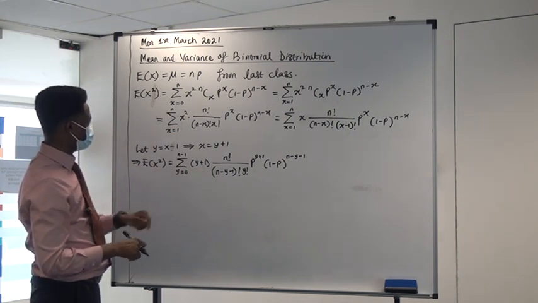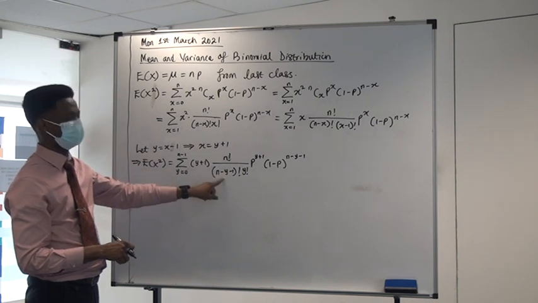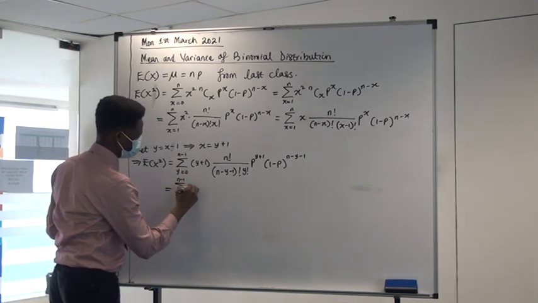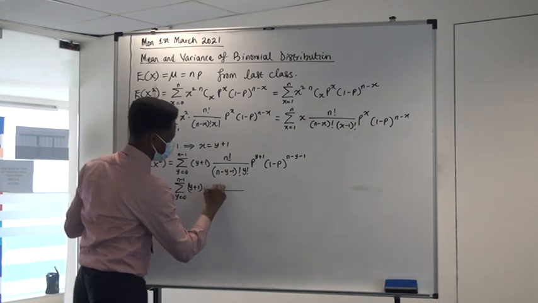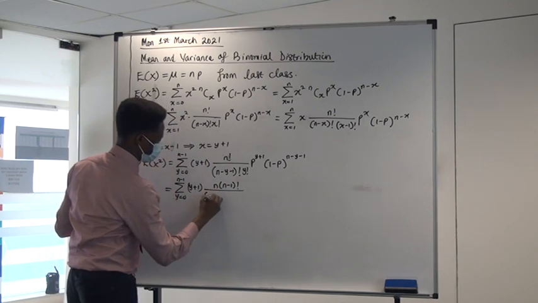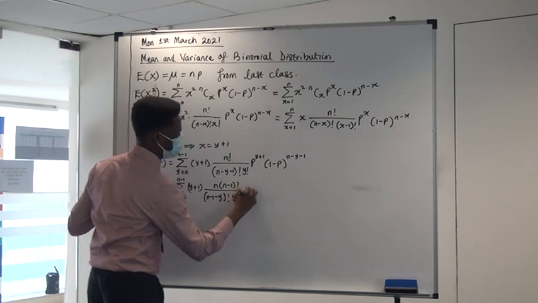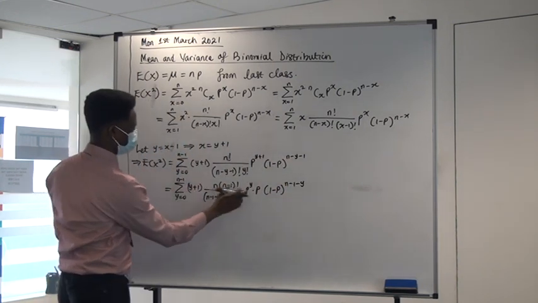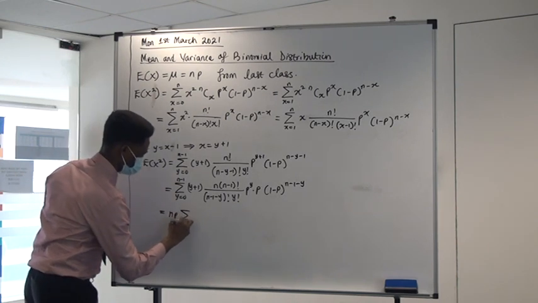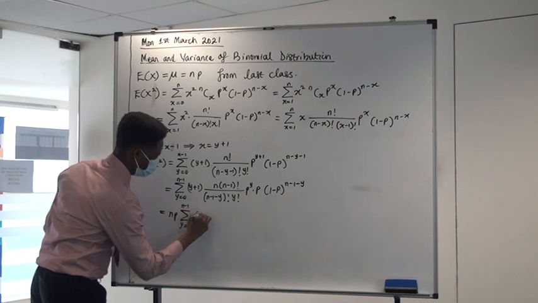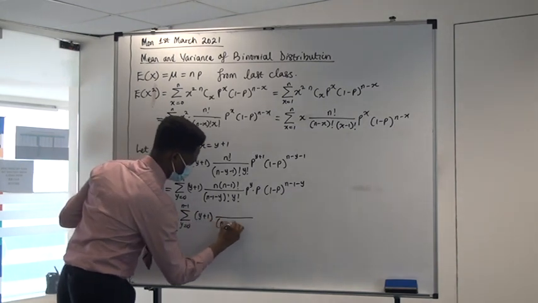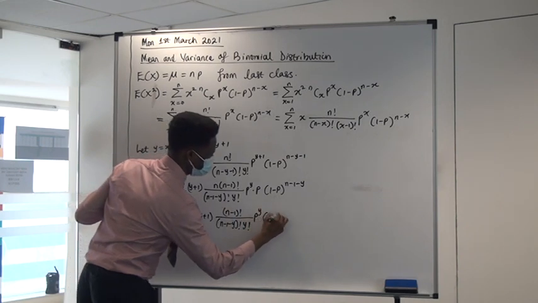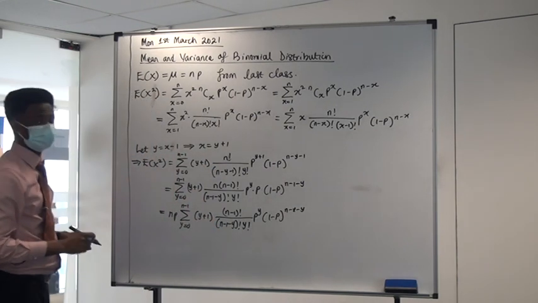We can also take n out by making this n minus 1, because we're going to be dealing with n minus 1s. So before we split it, we can have y equals 0 to n minus 1, y plus 1, n into n minus 1 factorial, then n minus 1 minus y factorial, p to power y, p, 1 minus p, n minus 1 minus y. So n and p can be released: n, p, summation y equals 0 to n minus 1, y plus 1, n minus 1 minus y factorial, n minus 1 factorial, p to power y, 1 minus p, n minus 1 minus y. I think we got it up to this point.